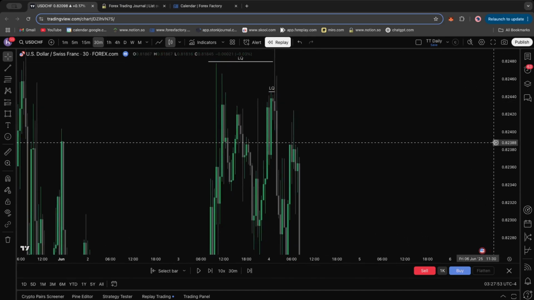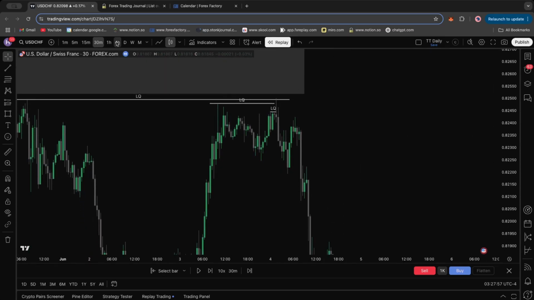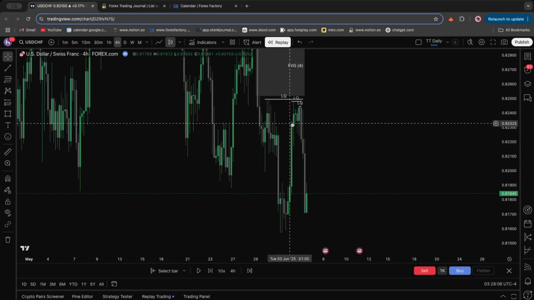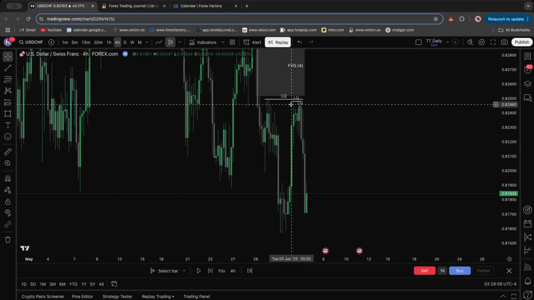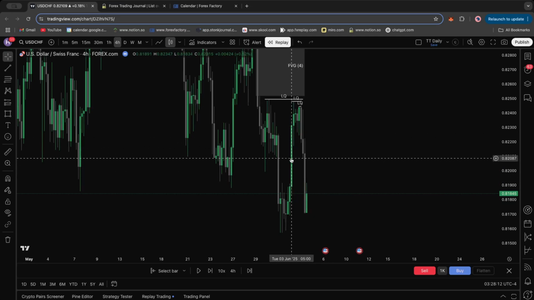So coming into London, I was thinking, okay, we can move down quite a lot. We do have this 4 hour fair value gap right here, which price could respect and move higher from. However, stacking all of this and my daily context, obviously it didn't hold up, but I was thinking the chances are we are going to move lower.